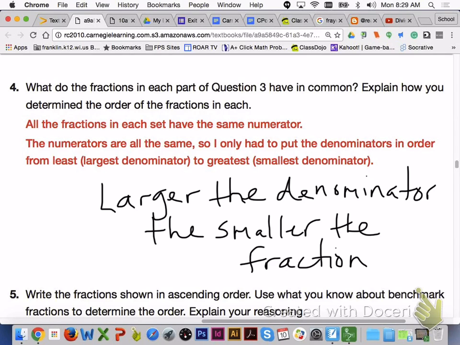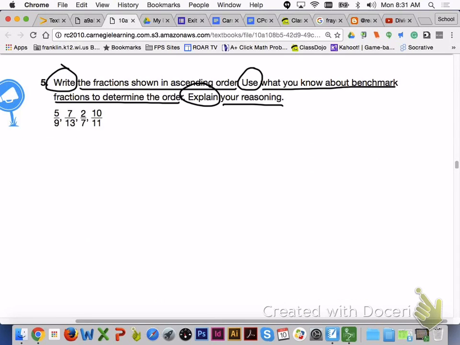For number 4, all the fractions in each set have the same numerator. So if the numerators are all the same, you only have to put the denominators in order from least to greatest, or in ascending order. Remember, the larger the denominator, the smaller the fraction. Answer number 5 with your group members.